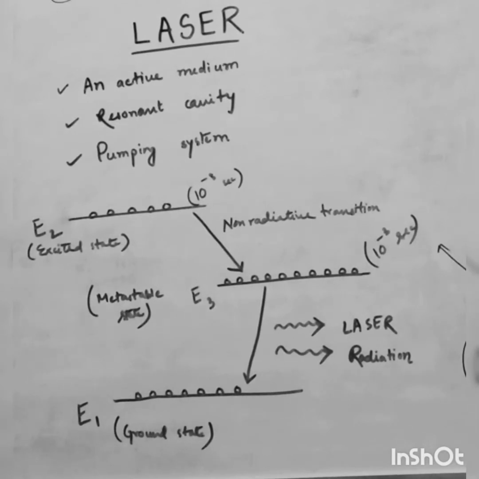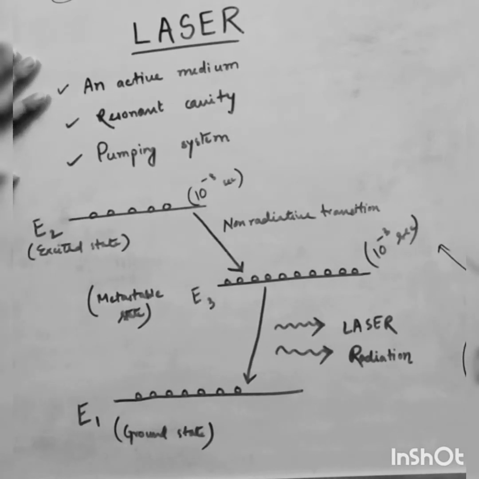To understand the production of laser, we need to understand spontaneous and stimulated emission, which we have already discussed. We have also discussed population inversion, and here we will see the pumping action. So how does a laser operate, and what is the working principle of a laser? These are the main components of a laser. We need these three things for the working of a laser.